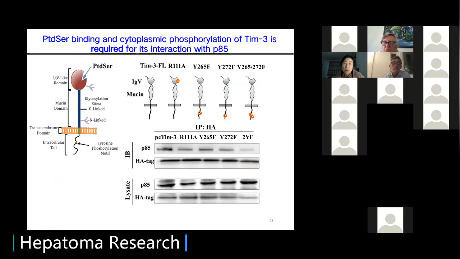And then we come to the more detailed structures, so we made many mutants. One is the mutant in the extracellular domain, which is the binding motif of PS, and also in the cytoplasmic domain, which is the phosphorylation site of TIM3, including Y265, Y272, and mutations at both sites. And with iPSC, we can see that both sites are important for PS binding with TIM3.